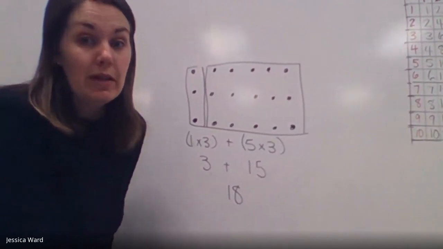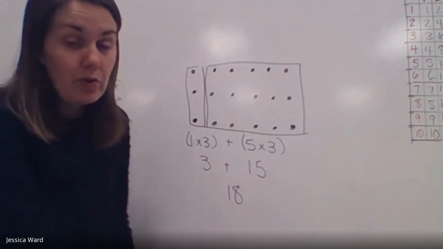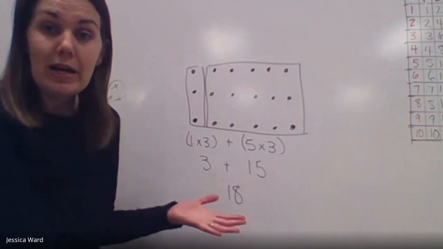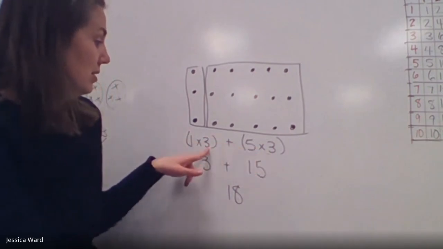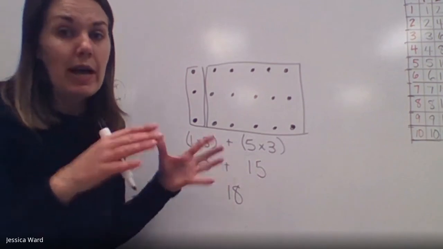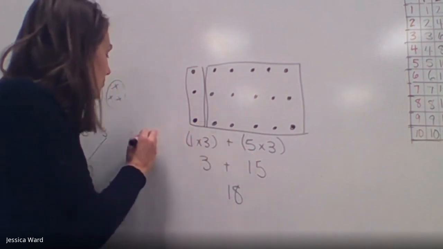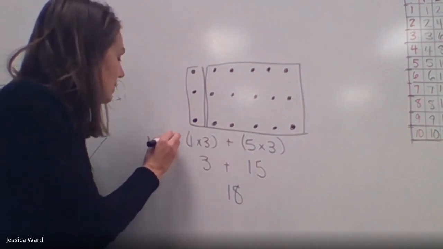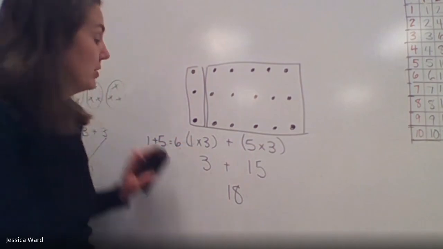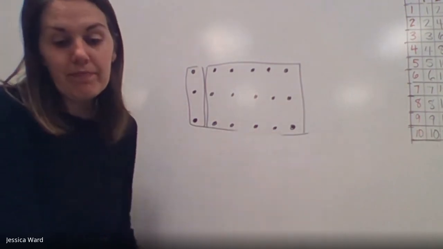Now, there are multiple ways that you could have broken apart your model. So if you got something different from what I got, that's okay. As long as your factors that you break your array apart into add up to your original number. So in this case, I have 1 and 5. 1 plus 5 still makes 6. Any way that you can make 6 is going to be a viable way for you to go ahead and break apart your array. All right.